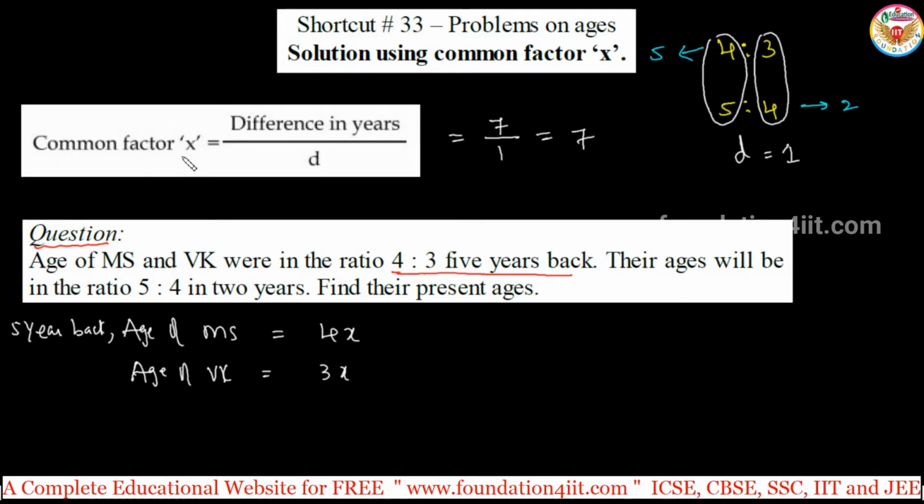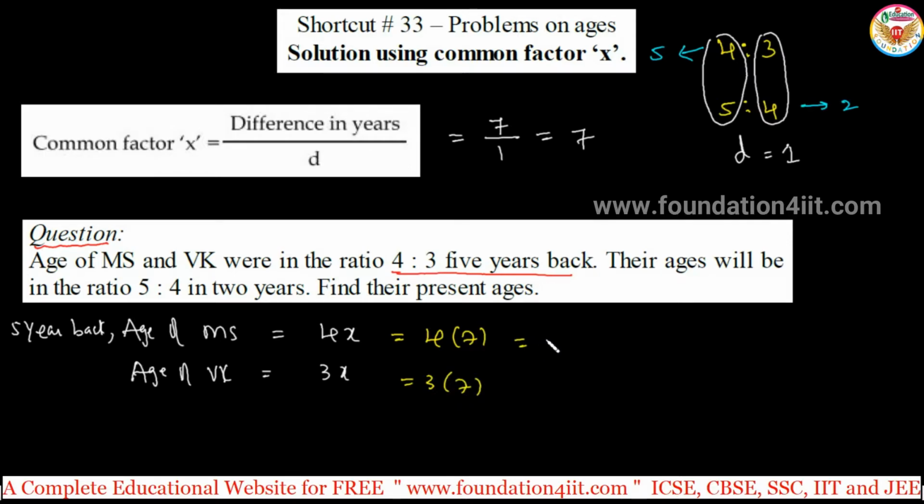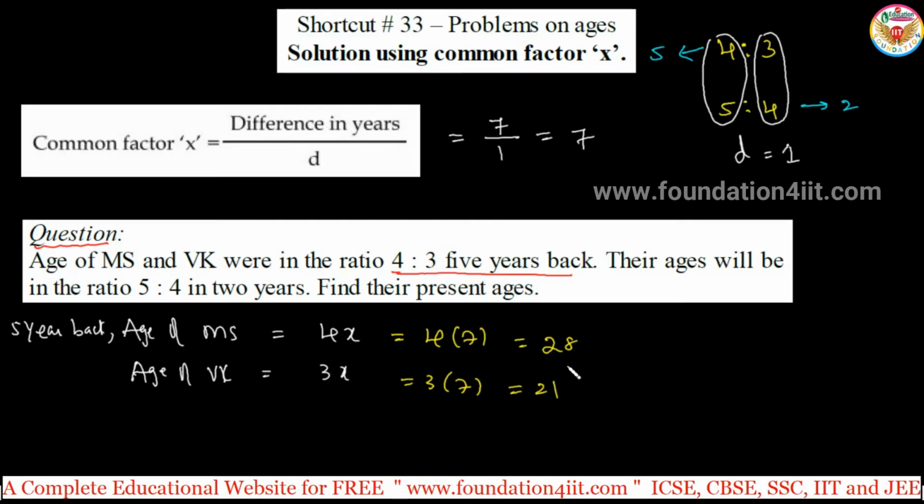That is the common factor x, so that you can find out. So 4 into 7 and 3 into 7. 4 into 7 is 28 and 21. So 5 years back, 28 and 21. Then present means plus 5. 5 years back, this is 28 and 21, right? So present ages.